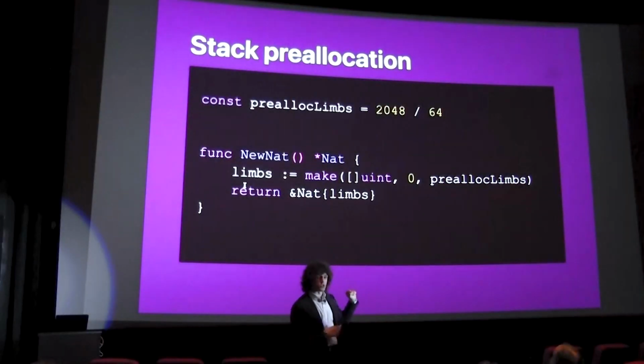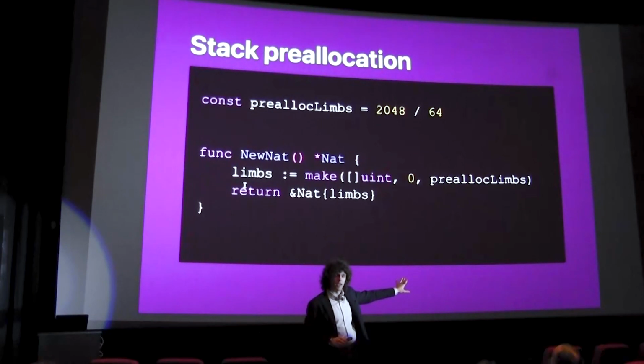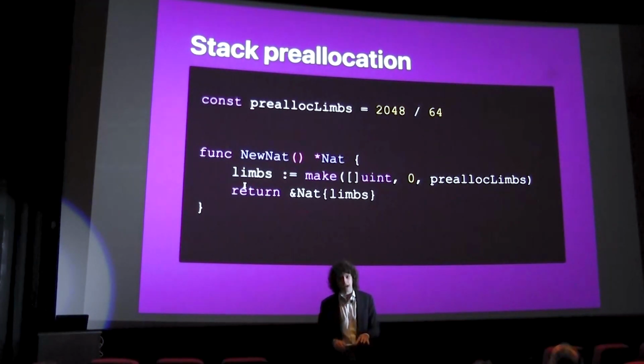So this is the pre-allocation. Turns out that if you don't know exactly how much you're going to have to allocate, this is a good trick. You allocate a zero-length slice with a constant capacity, and you do it in a function that inlines into the caller. And then you use that. As long as you don't leak that to the heap, you can keep that allocation on the stack without changing the semantics of your program at all.